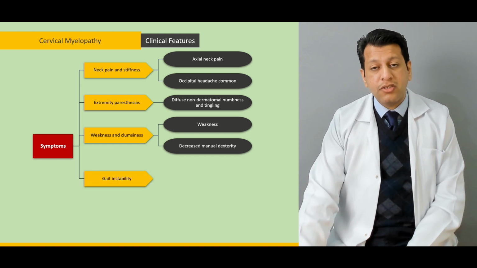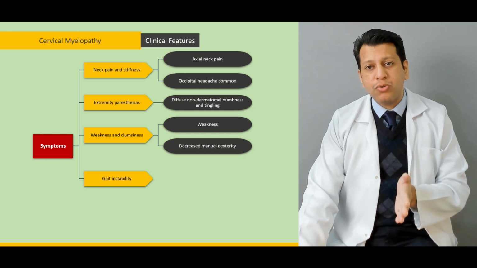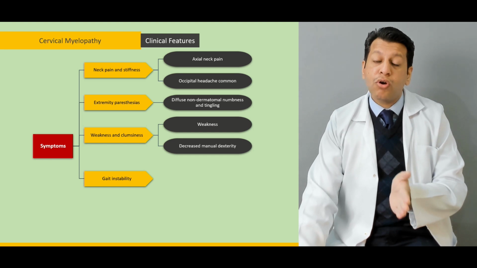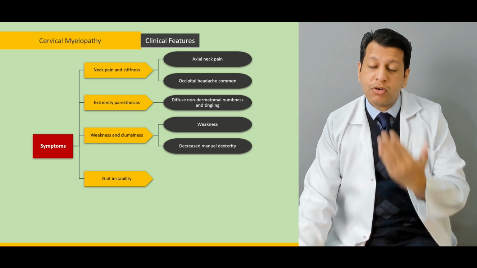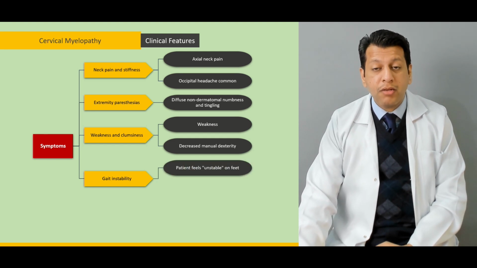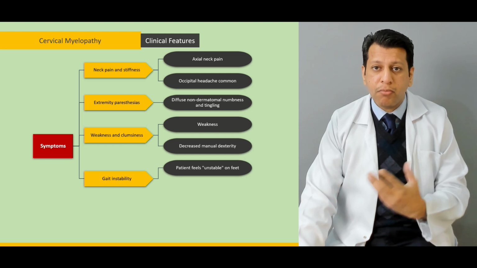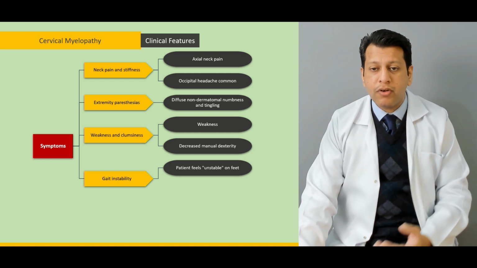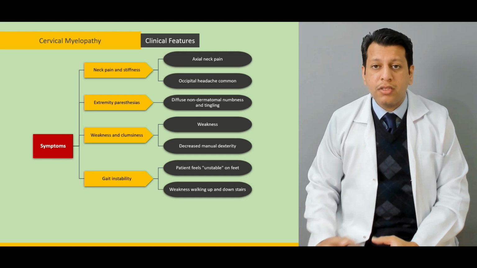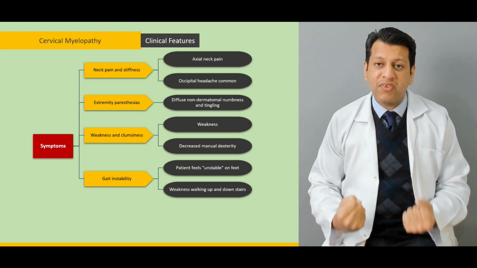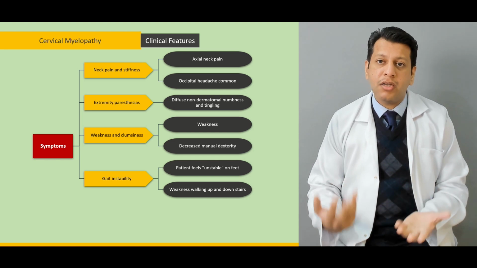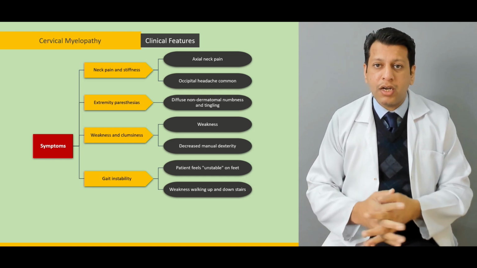Then gait instability is always there. It may be due to upper motor neuron lesions, or there may be a concomitant lumbar stenosis as well when we are talking about cervical myelopathy. The patient feels unstable on their feet. They may have a problem with tripping quite often, and there may be weakness walking up and down the stairs as well. And usually the very classical symptom is weakness in the arms and the legs. He is unable to hold things in his hand as well as unable to walk properly in a straight line as well.